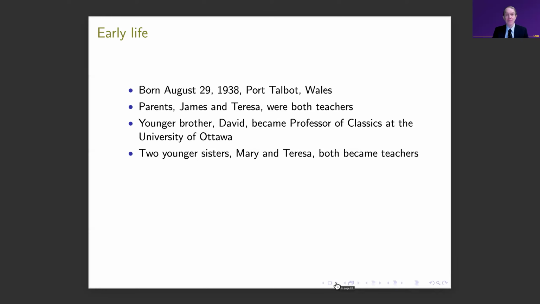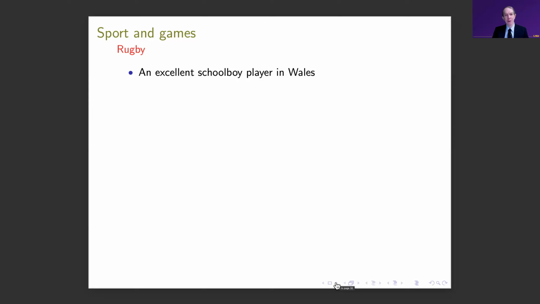Dominic loved sports and games, and he was very good at them. In particular, he was an excellent schoolboy rugby player. He almost tried out for the under-18 Wales team. But if you knew him at all, he would have told you that he was born on the 29th of August and the cutoff for being eligible was September the 1st. So he didn't make it.